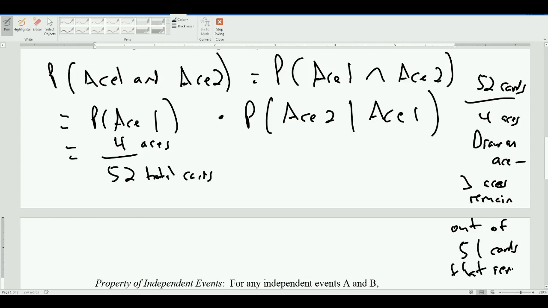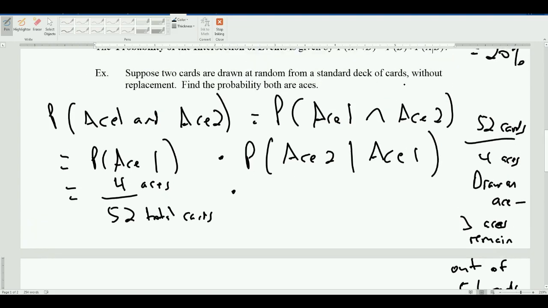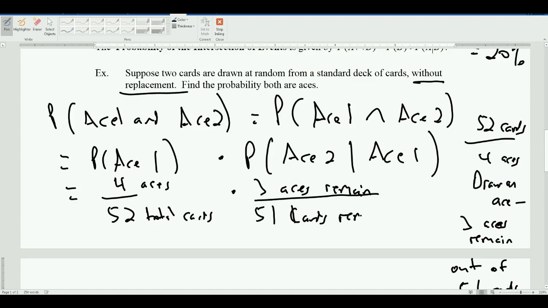So what that means is, I did all that wording just to say that when you draw an ace for the first event and you take it out and you don't replace it, that's what that means. Without replacement, how many aces are left over? 3 aces remain, out of how many cards that remain? 51 cards remain, or total cards, however you want to write it.